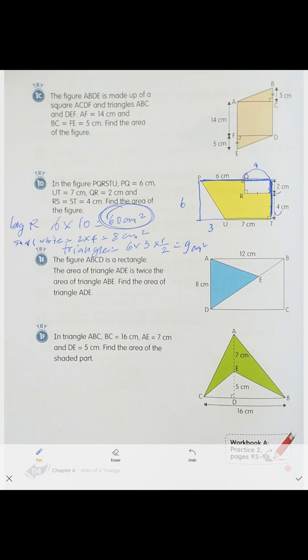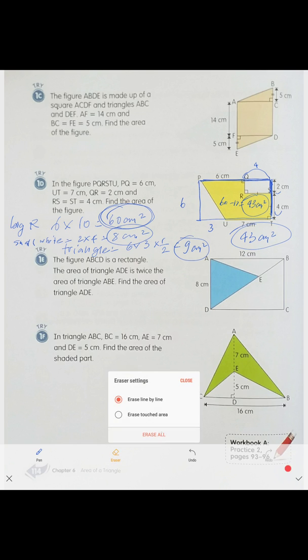This is the whole area minus this and minus this, right? 60 minus 8 minus 9, right? So the area of the yellow figure is 60 minus 17, which is 43 square centimeters. That's your answer. Okay, 43 square centimeters, the whole area. All right, I hope you followed. Let's check the next one.